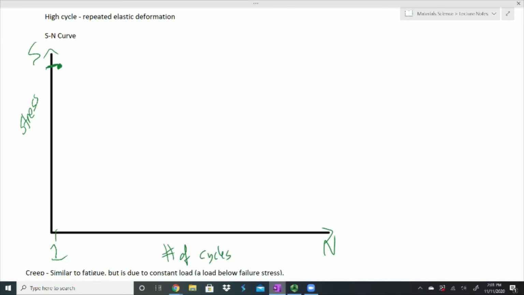I'm going to say, all right, that's the maximum stress my material can take. I'm going to lower the stress slightly and do it multiple times, and eventually it's going to break, and let's say that is at 10. Lower that slightly, and let's say that's at 100. Lower that slightly, I'm at 1,000. We normally use some type of logarithmic scale down here because these numbers get big really, really quickly.